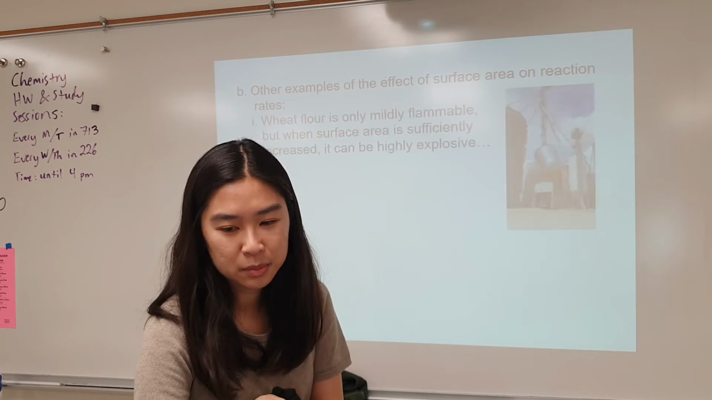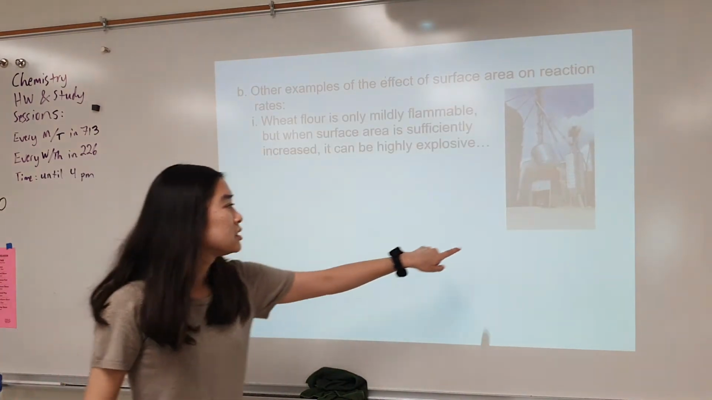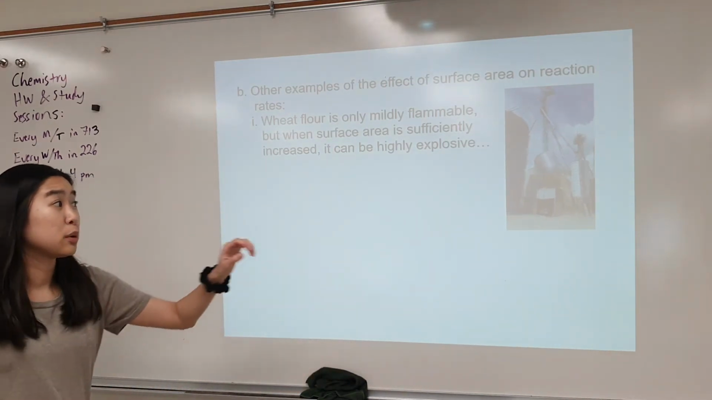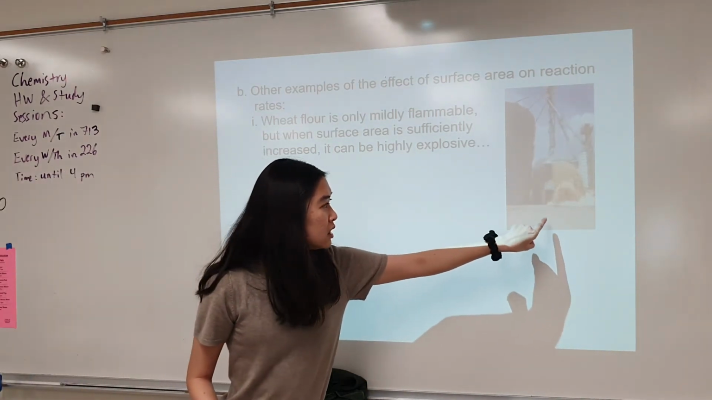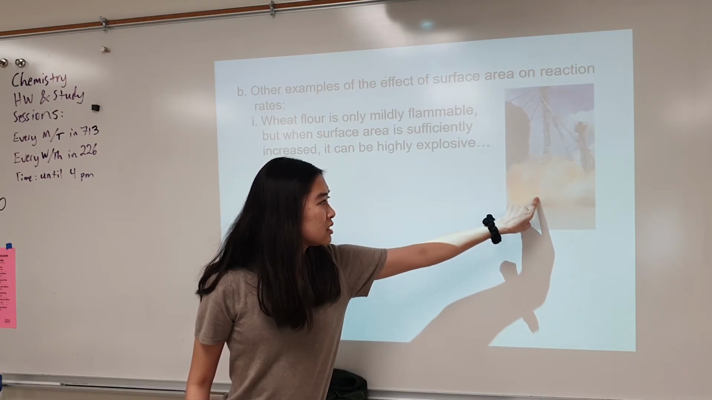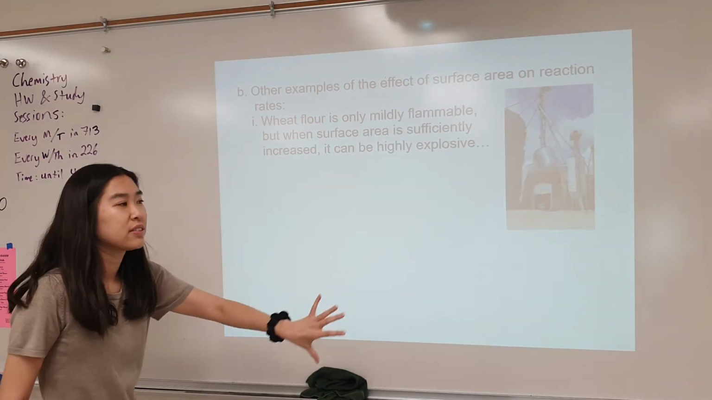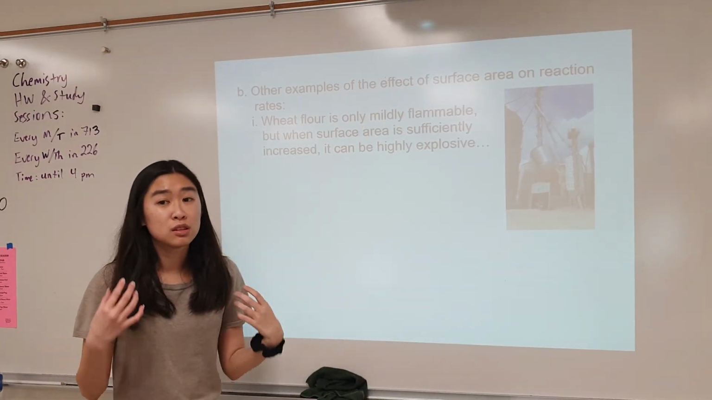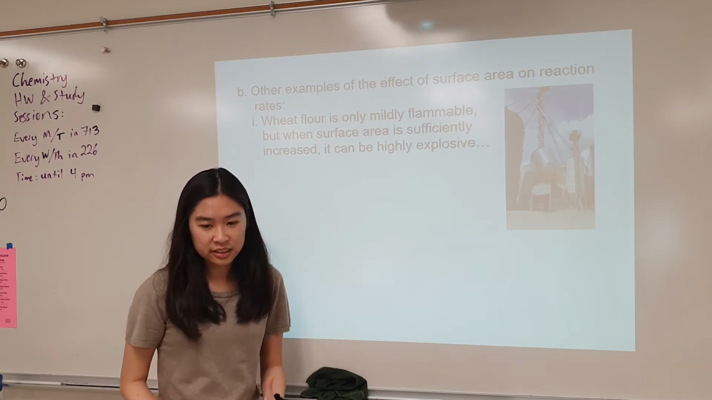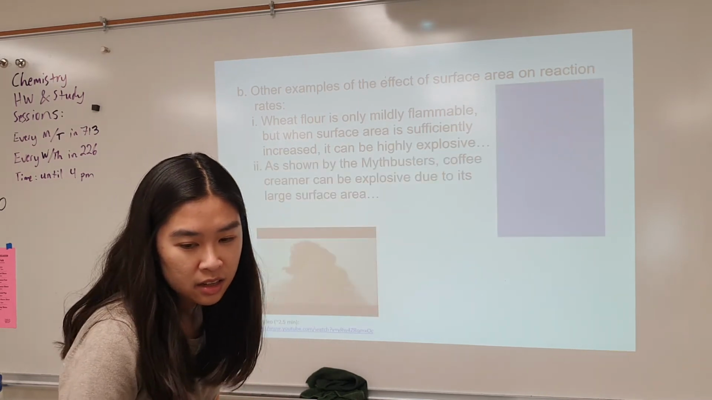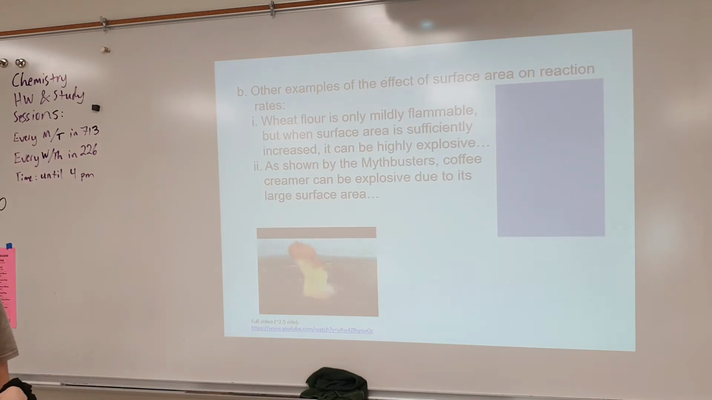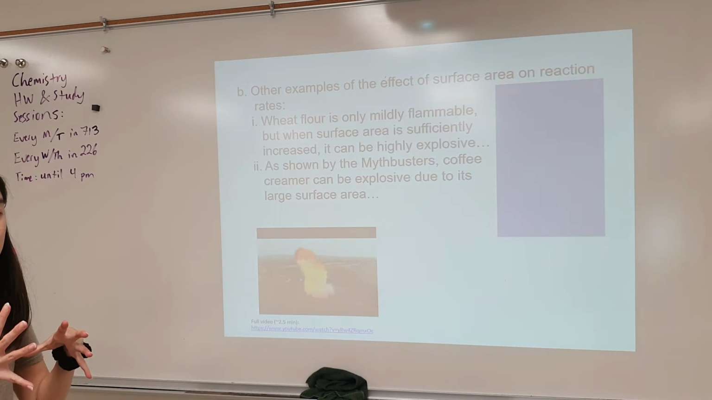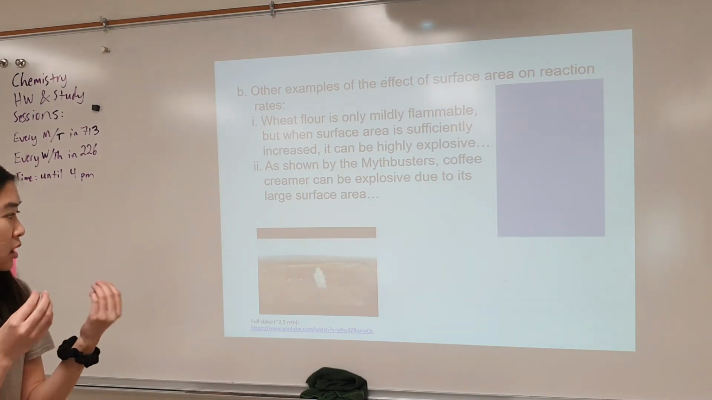These are more examples. So in this video, it's showing wheat flour that's spilling out, and you can see where the explosion starts and how fast that happened. If that wasn't in a powdered form, if that was a solid form, that reaction would happen a lot slower because there's less surface area. Here's another example of coffee creamer that's exploding. It happens super quickly because of all the little particles of coffee creamer.